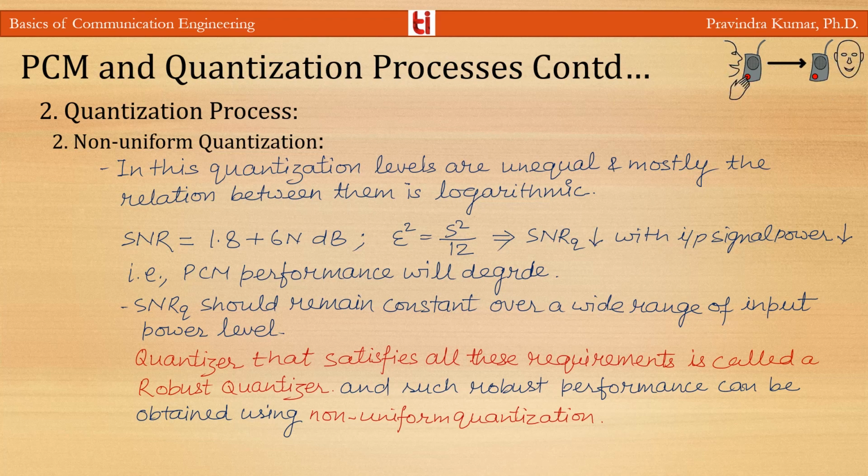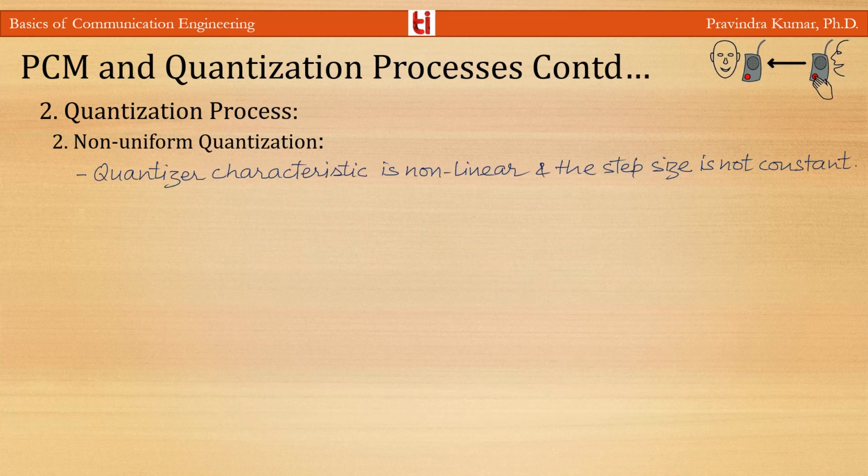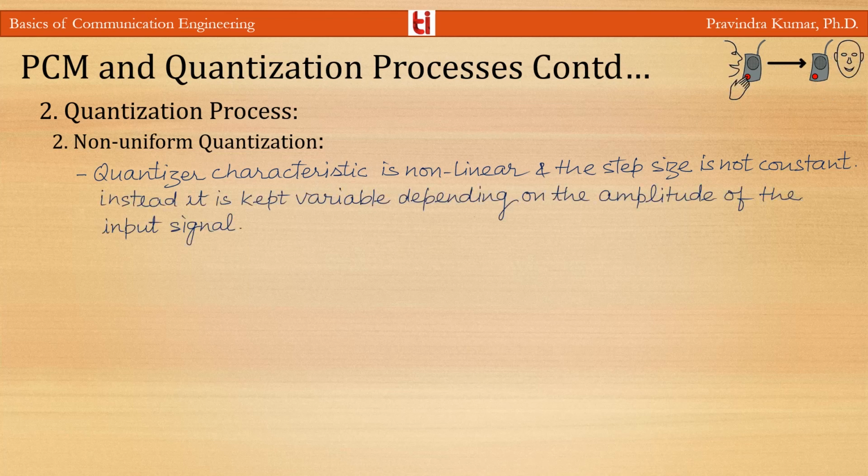A quantizer that satisfies all these requirements is known as a robust quantizer, and such a robust performance can be obtained using non-uniform quantization. Here the quantizer characteristic is non-linear and the step size is not constant; instead it is variable, depending on the amplitude of the input signal.